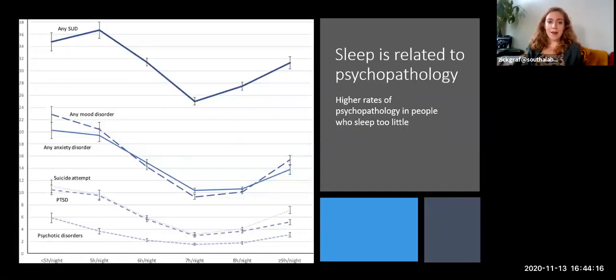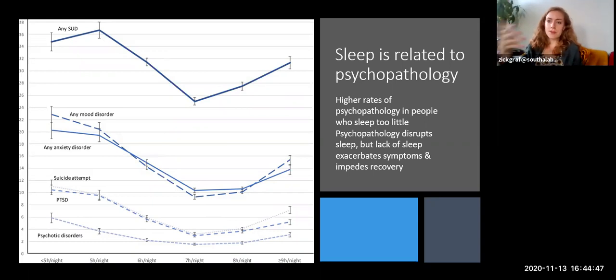And this is just an example of that. This is just a population-based study showing the prevalence of different disorders, so substance use, mood disorders, anxiety disorders, suicide attempts, PTSD, and psychotic disorders in the general population according to how many hours of sleep they get at night. The highest prevalence of all of these disorders is in people who get less than 5 hours of sleep a night. And the lowest prevalence seems to be in people who get like 7 to 8 hours of sleep a night, which is the recommended amount of sleep for most adults. So like I said in the last slide, there's a reciprocal relationship here where psychopathology can disrupt sleep, but disrupted sleep can inhibit recovery from psychopathology.